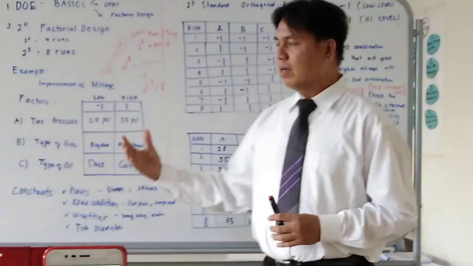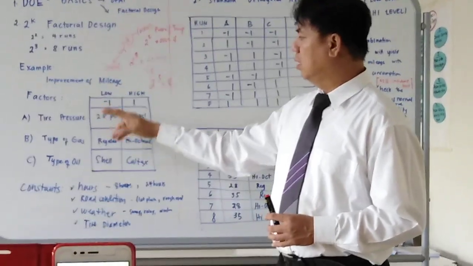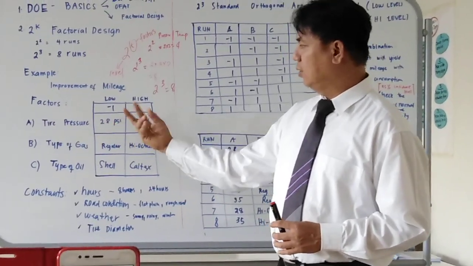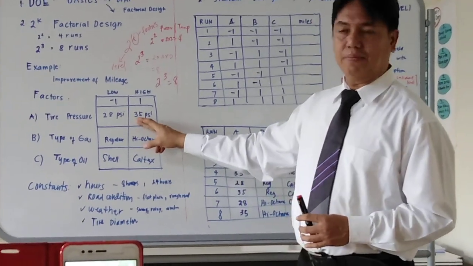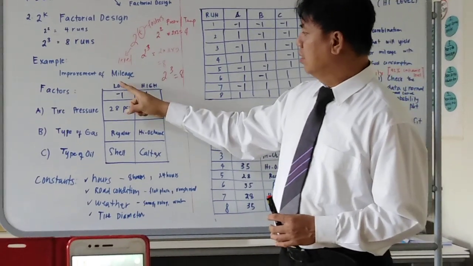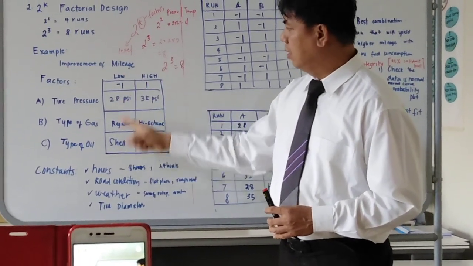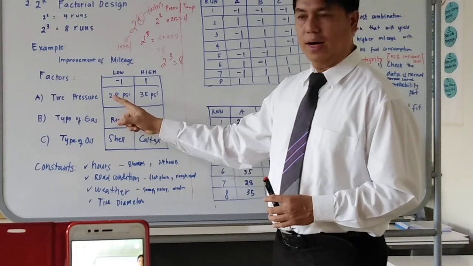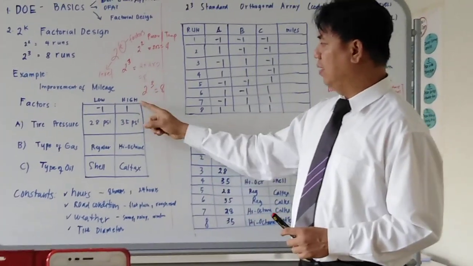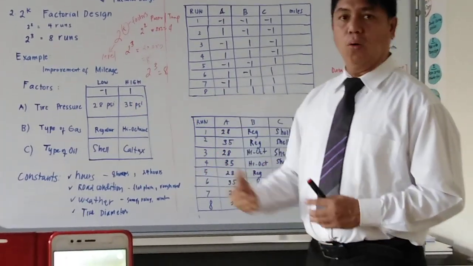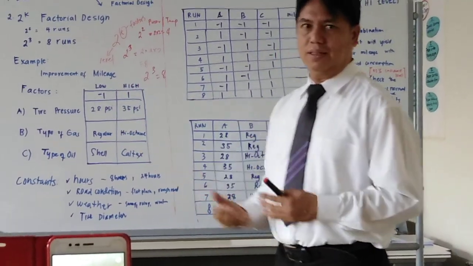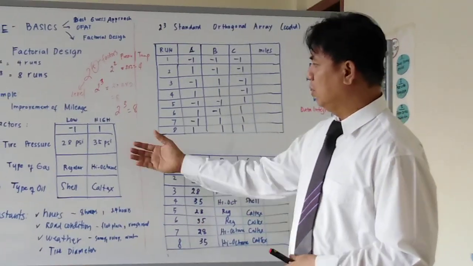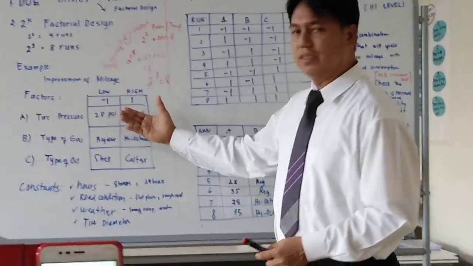For example, if the tire pressure I'm studying has 2 levels, one is 28 pounds per square inch, and the other is 35 pounds per square inch. So this one is the low level, which is coded as -1, and the other is the high level, which is coded as 1. You can also use low, high, or 1, 2. It depends, as long as you know what you are talking about in terms of level.